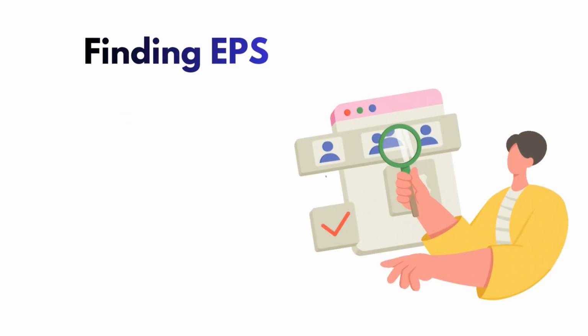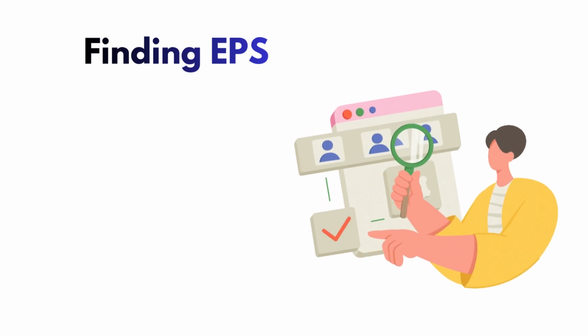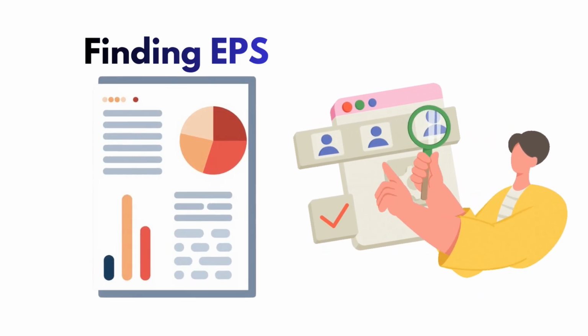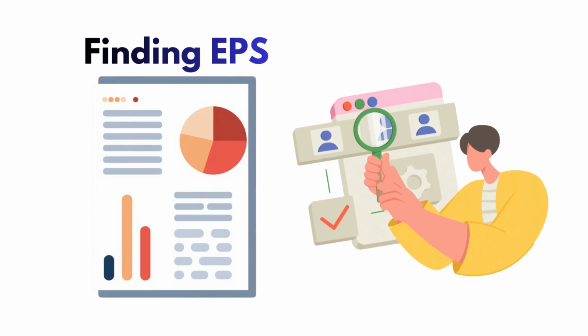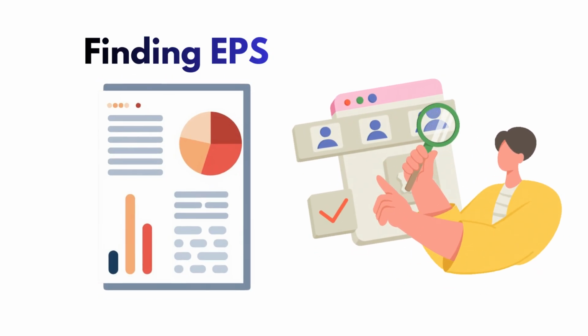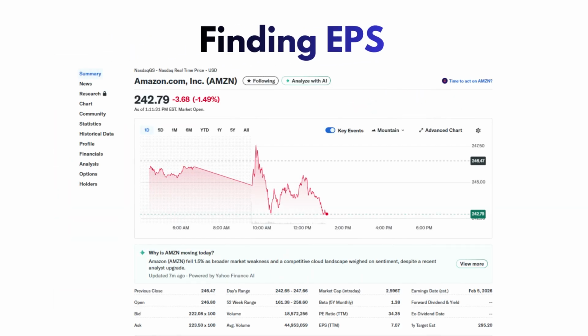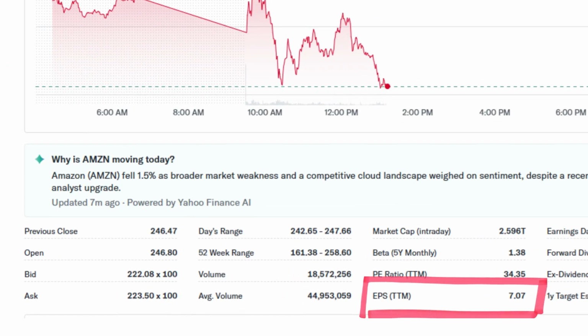If you want to find the information needed to calculate EPS, you can look at a company's most recent quarterly or annual financial statements, which are usually available on the company's website. Another easy option is to use a financial data platform like Yahoo Finance. Simply search for the company, navigate to the summary section, and you'll see earnings per share listed there.